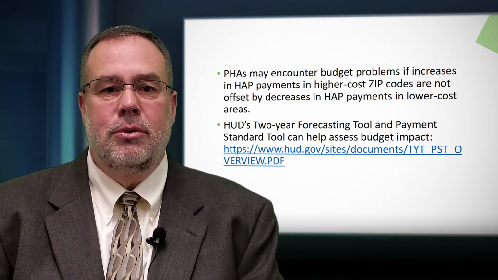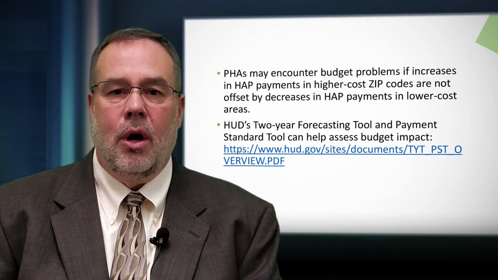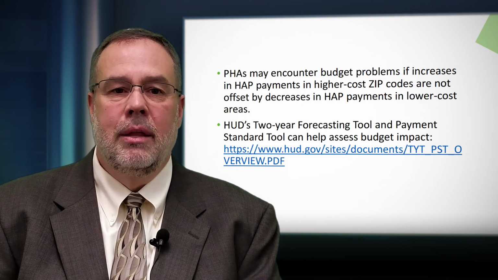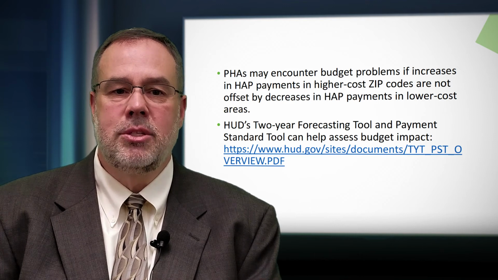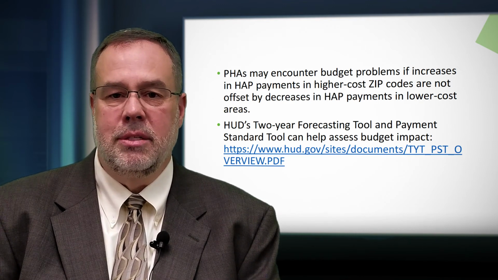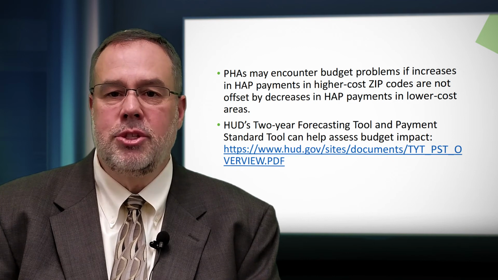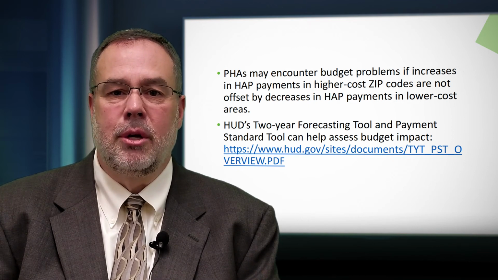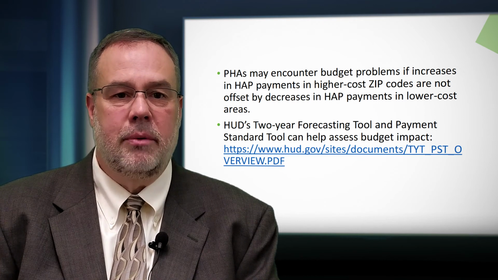In addition to the two-year forecasting tool, HUD also has a payment standard tool that PHAs can use to test the budgetary and rent burden impact of different payment standard strategies. PHAs may also be able to do similar modeling using reports generated with their housing management software.